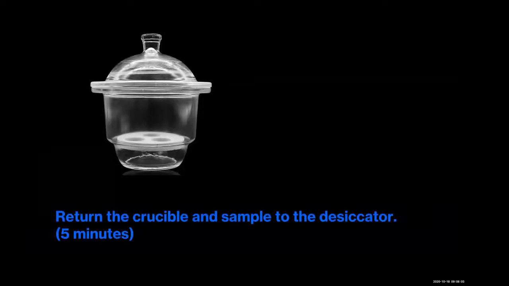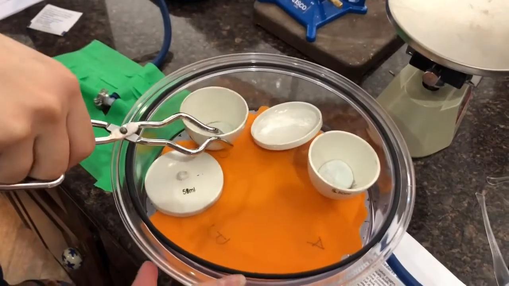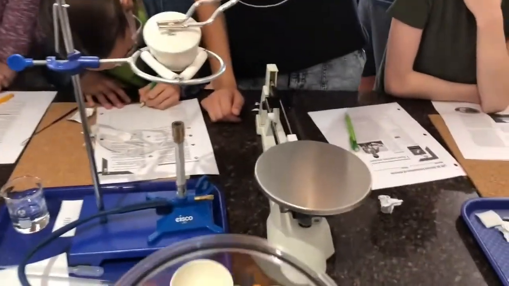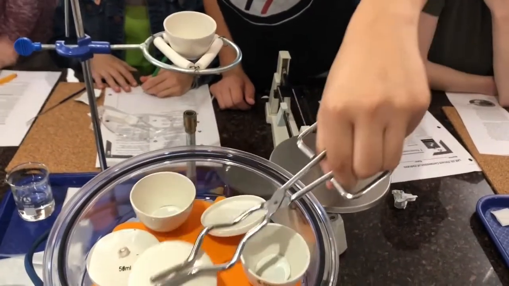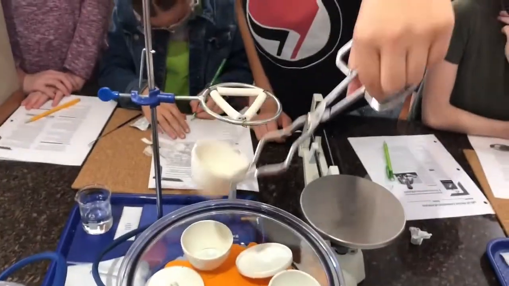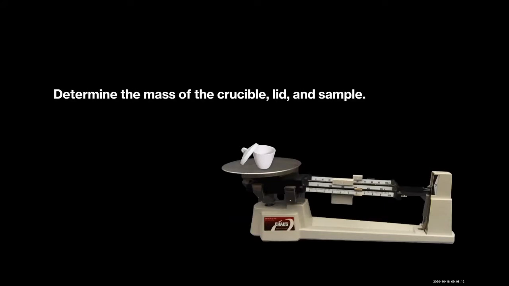Return the crucible and sample to the desiccator. Beautiful. I'll put all the lids on when I get over here. Wait, which one's mine? Your B. Determine the mass of the crucible, lid, and sample.